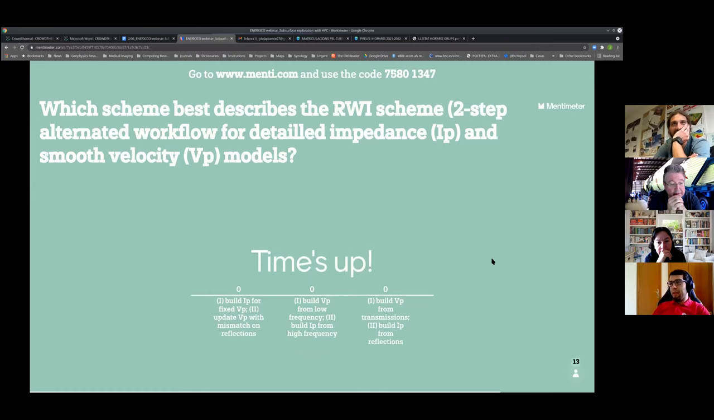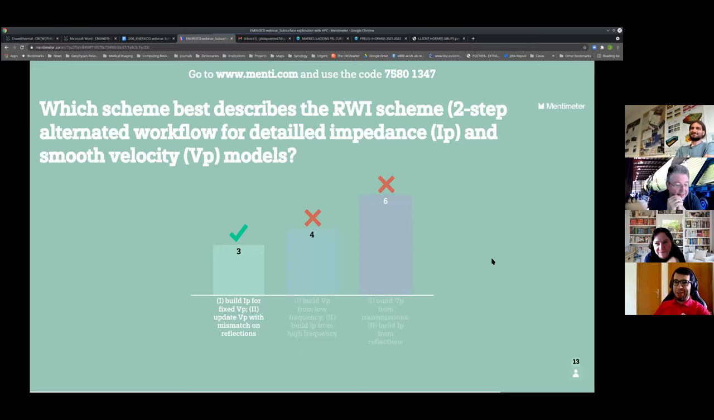There you go. Thumbs up. Okay, we'll see. That was probably the winner-deciding question. Very few people got this one right. Okay, so it was build IP for fixed VP and then update VP with mismatch on reflections. Sorry, guys, you have to pay more attention. Of course, the third talk always people get their attention a little bit off guard. Congratulations to those three who got the right answer, even if it was statistically just by hitting a random answer, which also works.